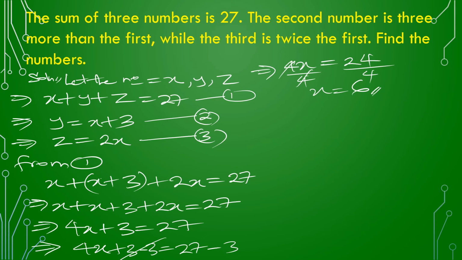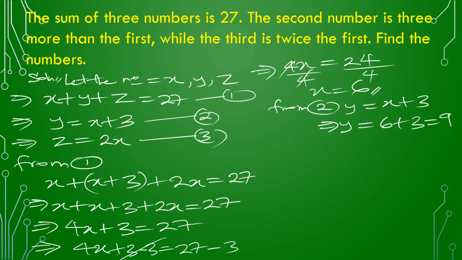So this is done, but the question says that we should find the numbers. So we have gotten x. So from 2, we know that y is equal to x plus 3. Substituting the value of x, this implies that y is equal to what? X is what? 6 plus 3, which is equal to 9.